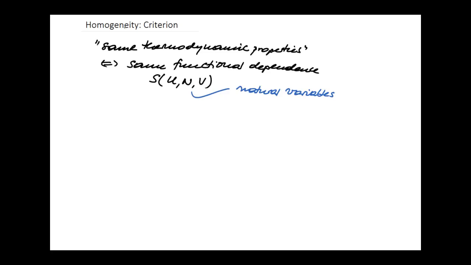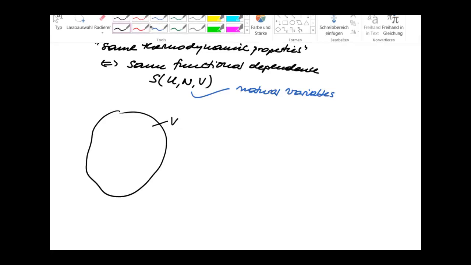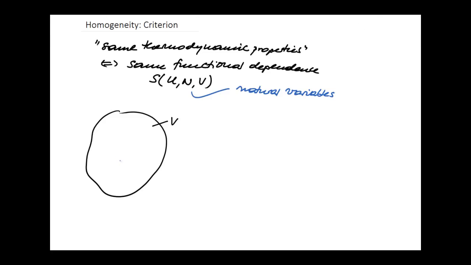That's a starting point. Let's look again at the entire system. And let's say the entire system has volume V. And now we take from this entire system a sample, and the sample has volume x times V.